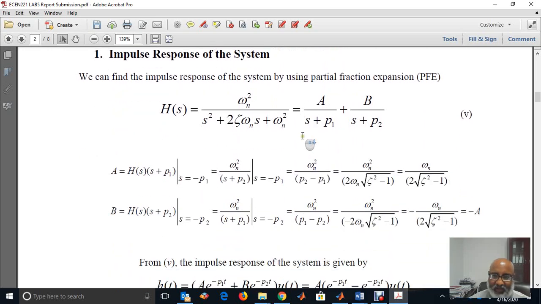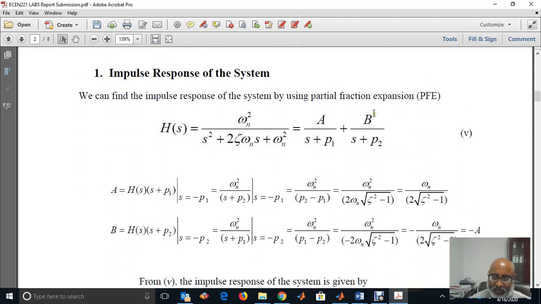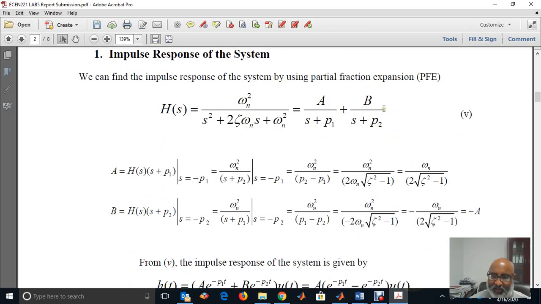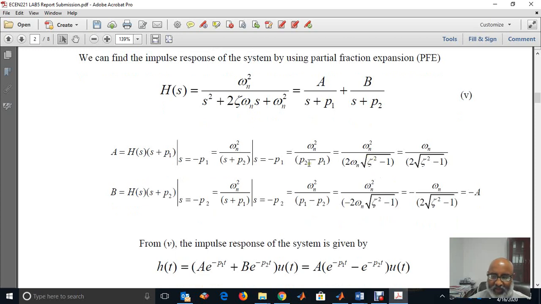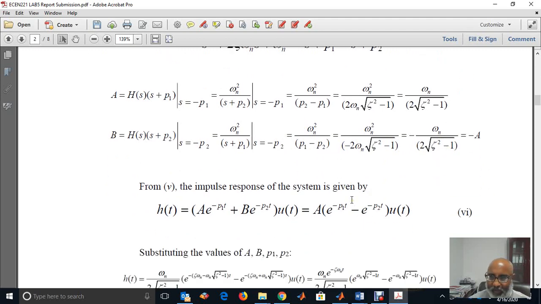On the left side, and on the right side I will have only A, because this part will be 0. This method we also studied in the lecture notes in ECEN220, how to find A and B. Now A is this one, and if I put the values of P2 and P1, after cancelling omega n, I have A is omega n over 2 square root of zeta squared minus 1, and B is the same with omega n over 2 square root of zeta squared minus 1, which is minus A.